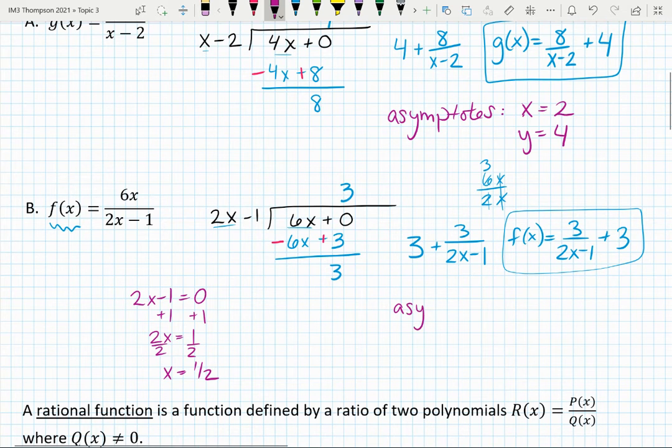So when I'm looking at asymptotes, instead of on my parent function when I have x equals 0, this shifts to the right 1/2. So I have x equals 1/2 is going to be my asymptote. And then the plus 3 at the end shifts my graph up 3. So instead of being at y equals 0, I'm going to have an asymptote at y equals 3.